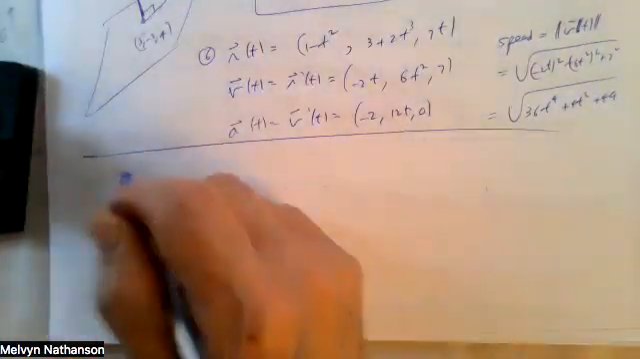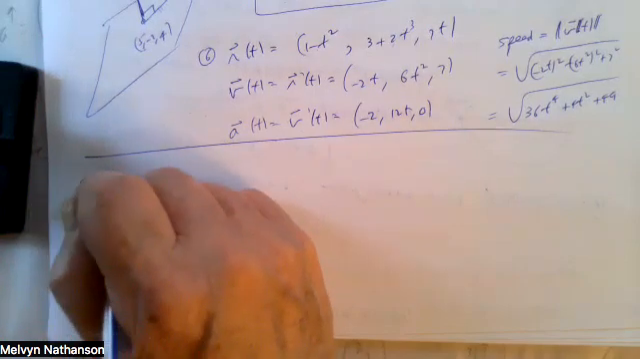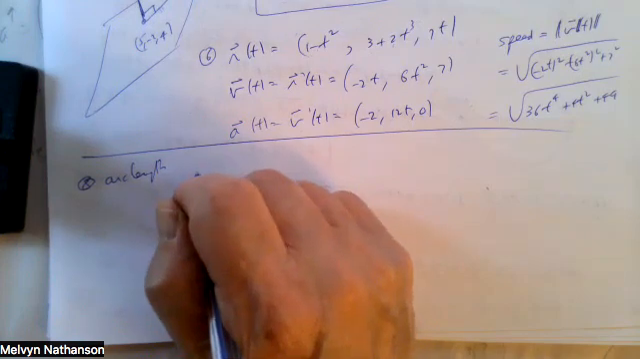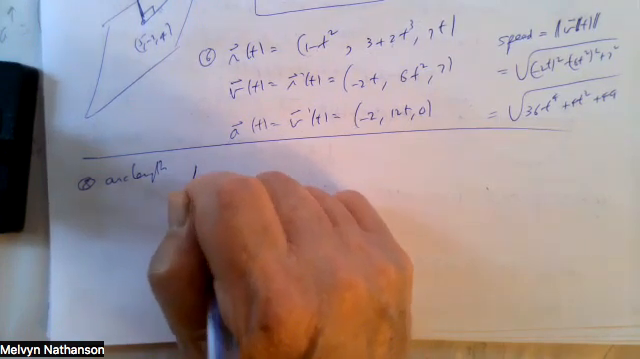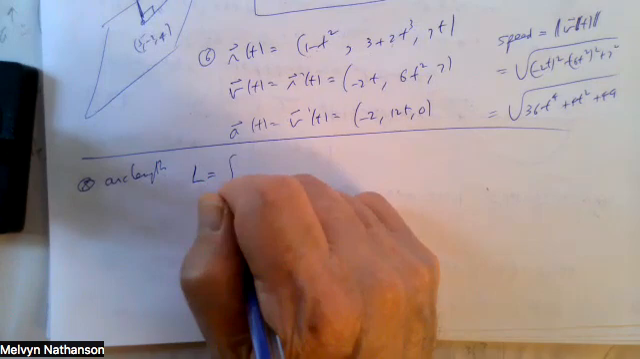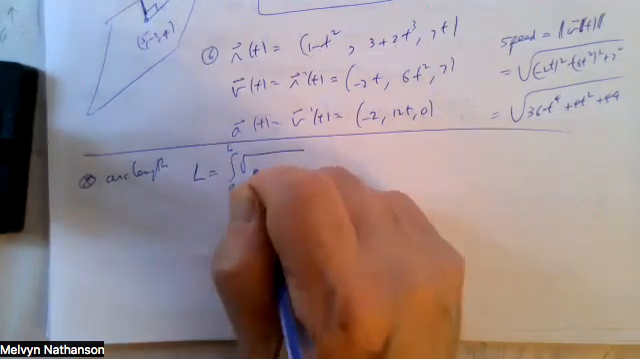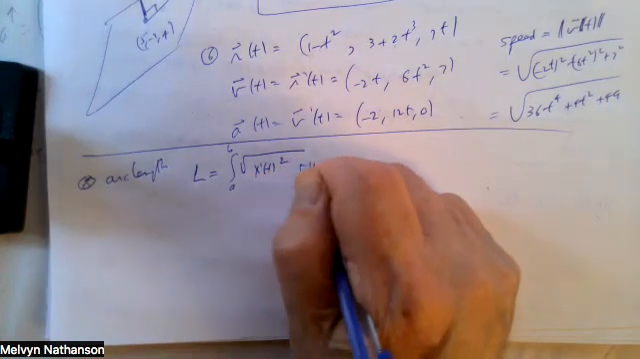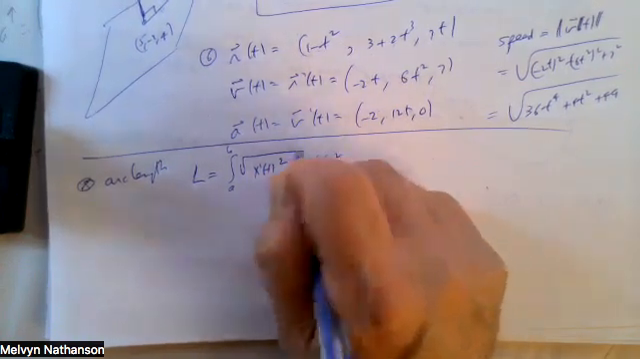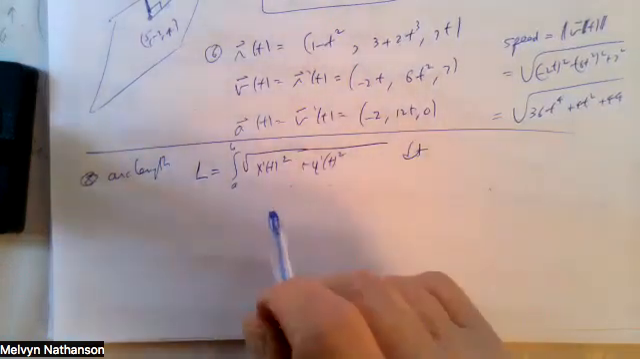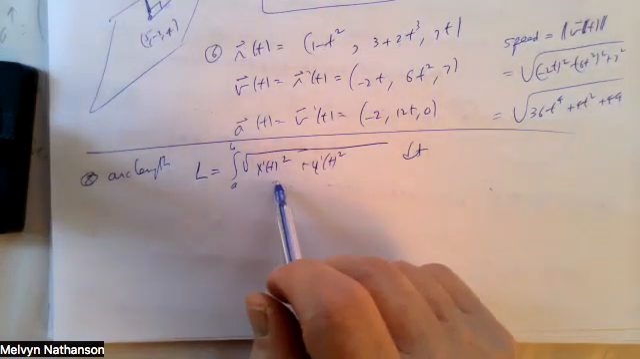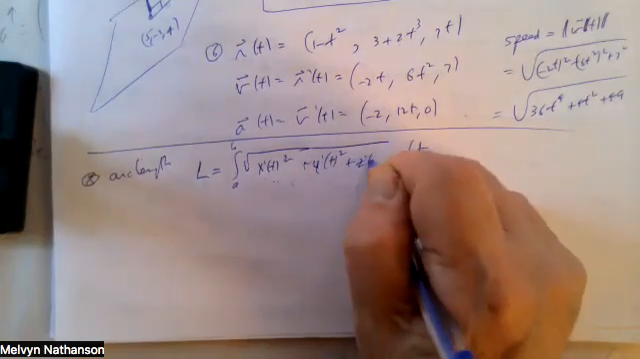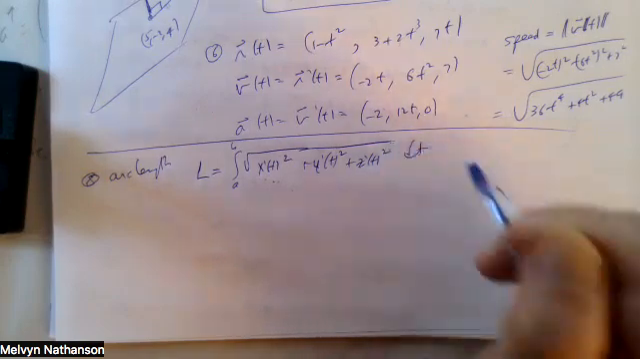And the last problem, problem 8, on arc length. The formula for arc length, let's say L, the integral arc length of a curve from A to B is the square root of the sum of the squares of the derivatives. If it's in the plane, if there are only two derivatives, it's x prime squared plus y prime squared. And if it's in 3-space, there's also a z prime squared.